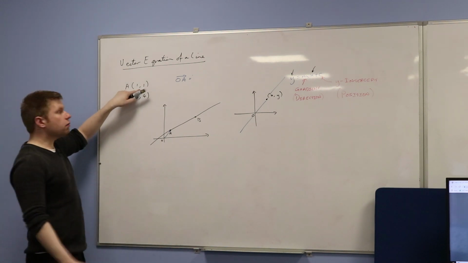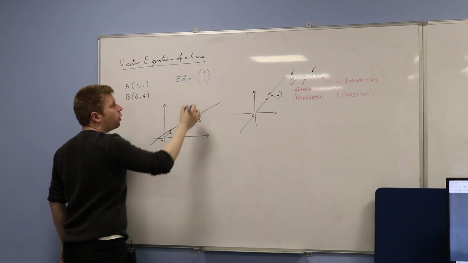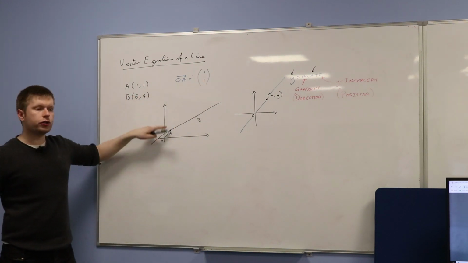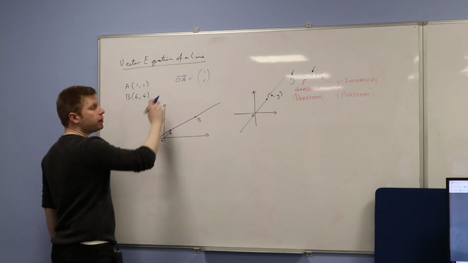It's just 1, 1, isn't it? Remember, this is a point. This is a point. So my vector would be 1, 1. Literally means move 1 across and move 1 up. Make sense? Okay. So this is my position vector.